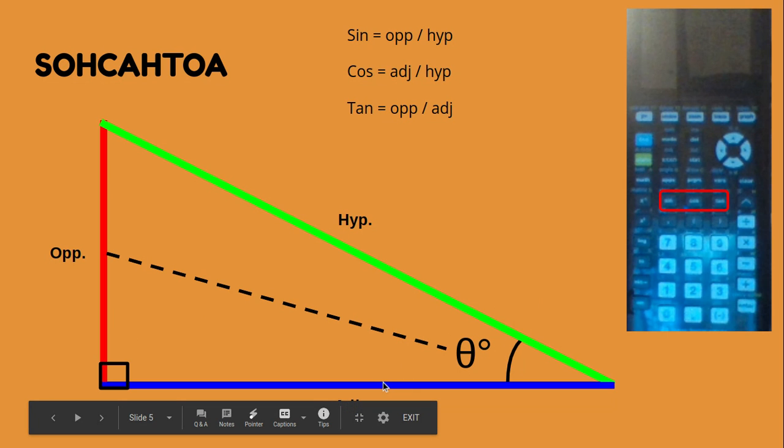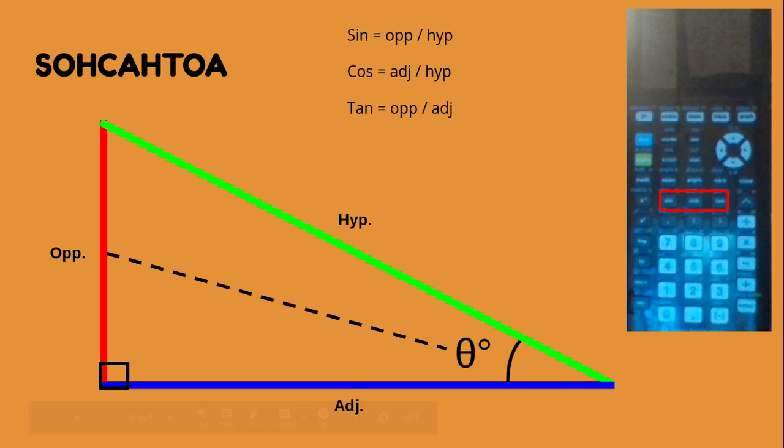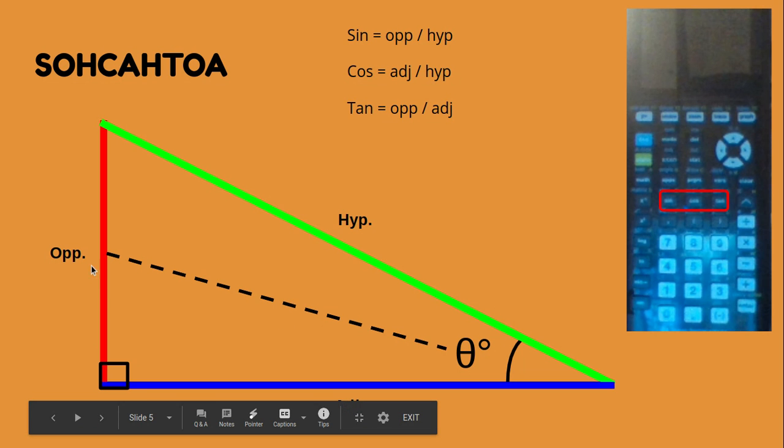This is the adjacent side. But if we were talking about this angle, this would be the opposite and this would be the adjacent. So it has to be from the angle's perspective. That's why I drew this dotted line. Hopefully that makes sense.